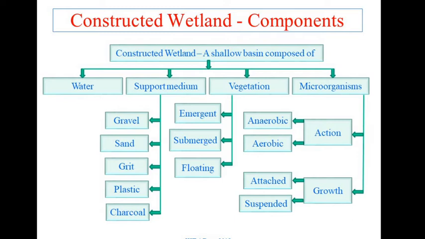Next, vegetation. Vegetation is classified into three types: emergent vegetation, submerged vegetation, and floating vegetation. Submerged vegetation is totally submerged in the water bodies, floating vegetation floats over the water bodies, and emergent is a combination of both. Next, microorganisms. The microorganisms are of two types, aerobic organisms and anaerobic organisms.